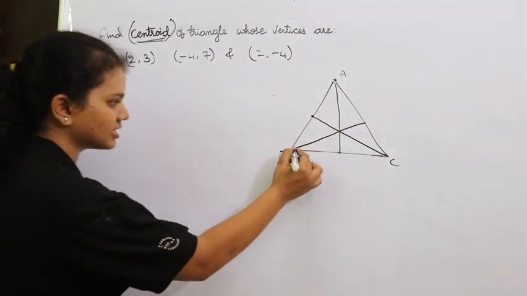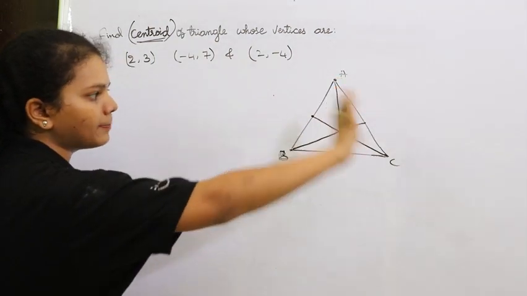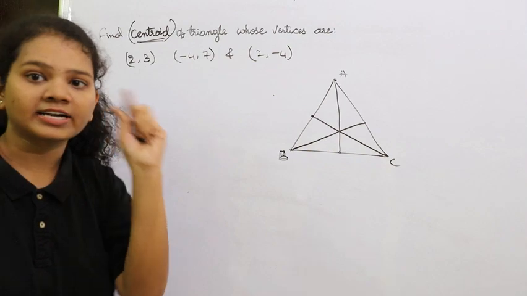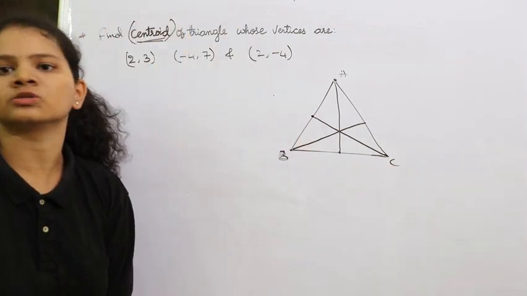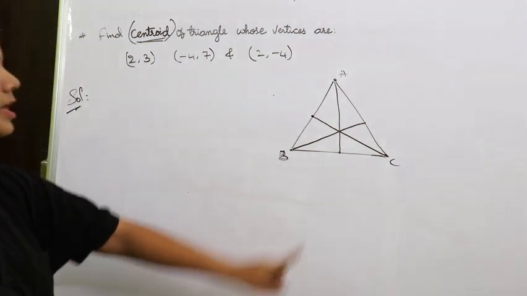When we connect the line from the vertex to the midpoint of the line, it is known as what? Median. Clear?